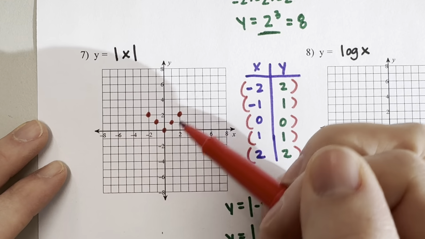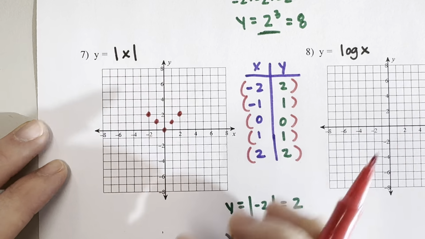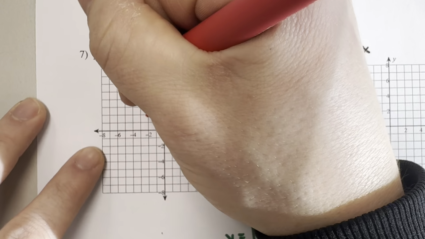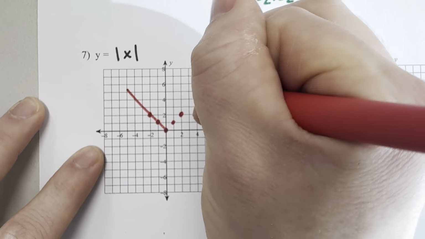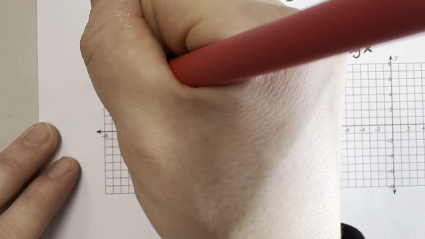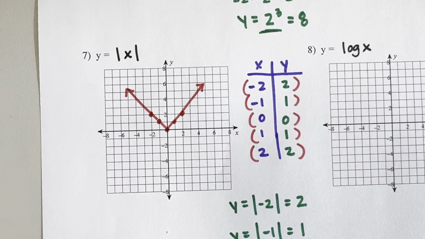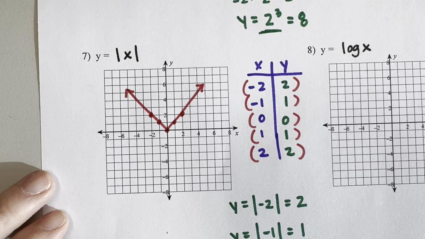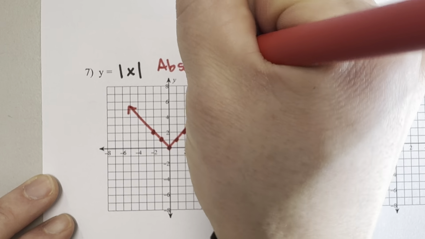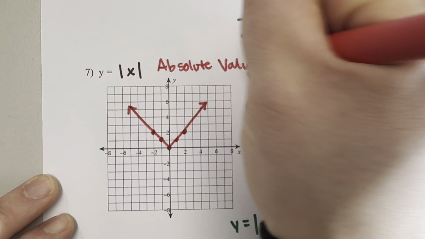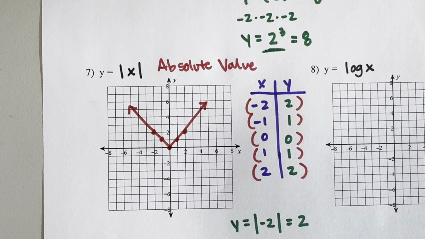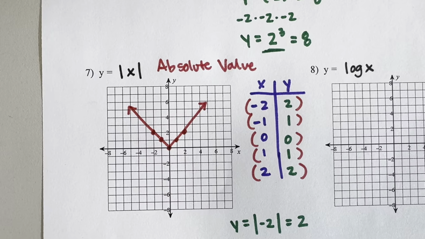Okay, now here's the thing. You might look at this and say, oh, this is kind of like that U-shape, that parabola we talked about. But with absolute value, it is not a U-shape, okay? It is more like a V. Okay, so there is the shape of our absolute value. And you guessed the name of it. It is just called an absolute value parent function. Awesome.